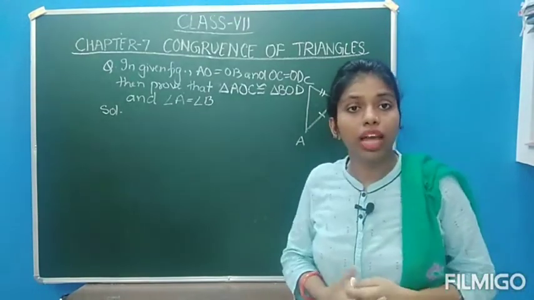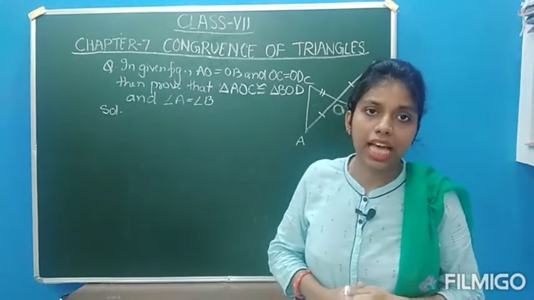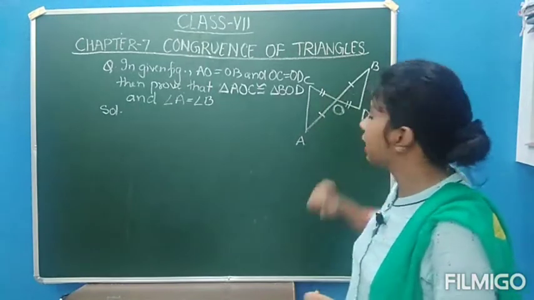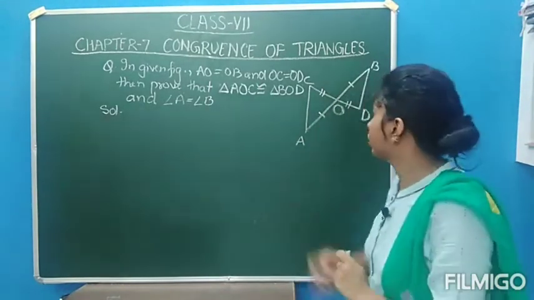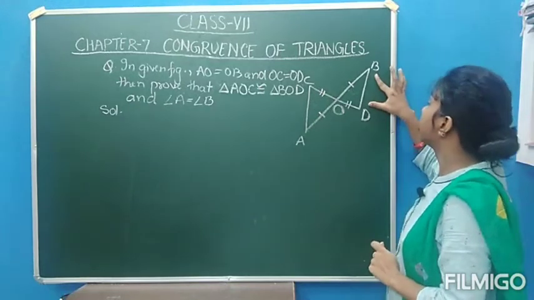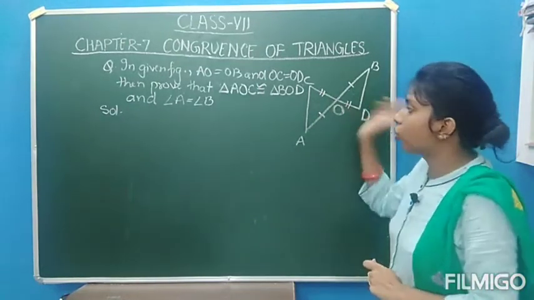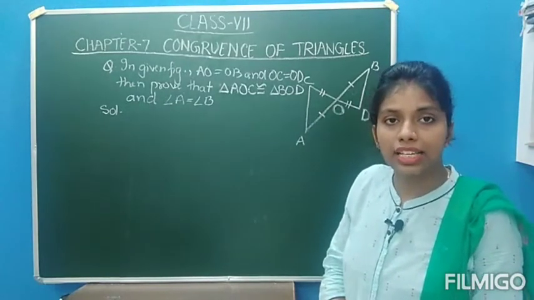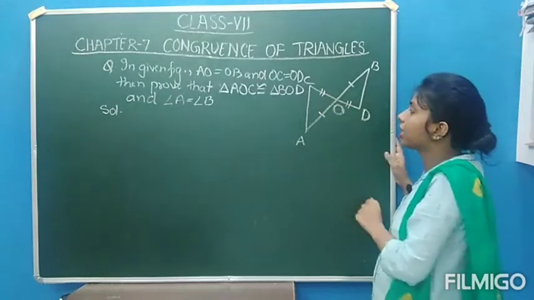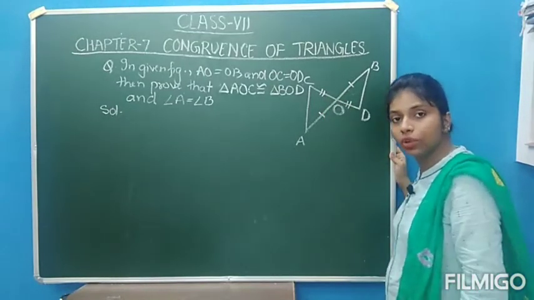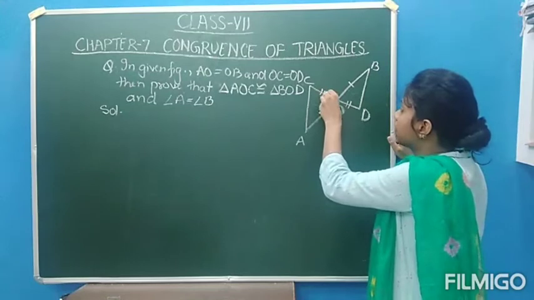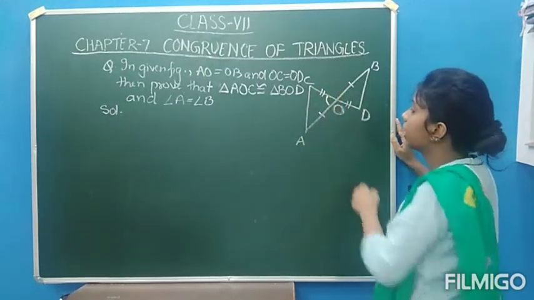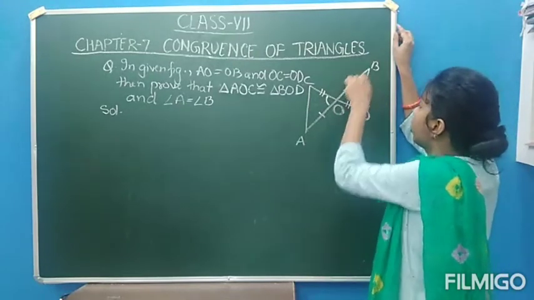Okay, till now we know two criteria, that is side-side-side and side-angle-side. So let's see, here two sides are given. If we look at the third sides AC and BD, we don't have any information about them. So the criteria is SAS. So let's see for the angle between these two equal sides. Here we have this angle, angle AOC, which is equal to angle BOD.